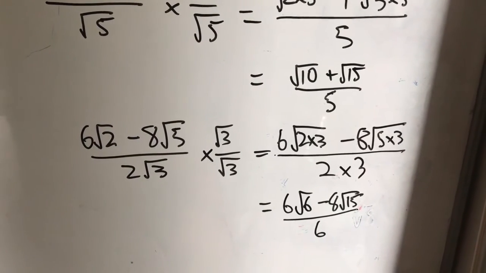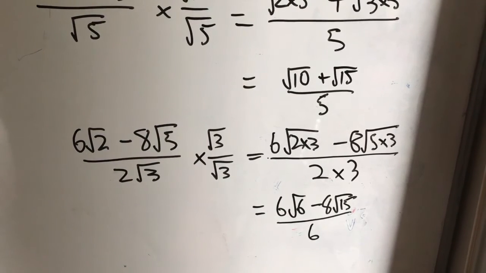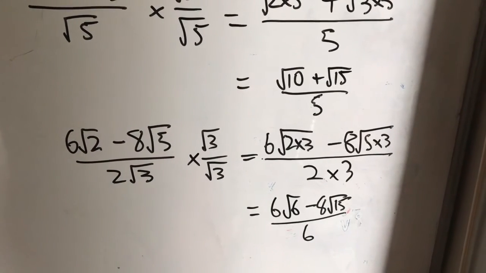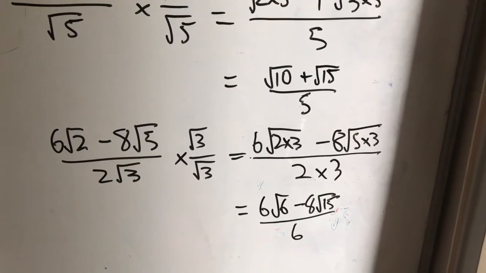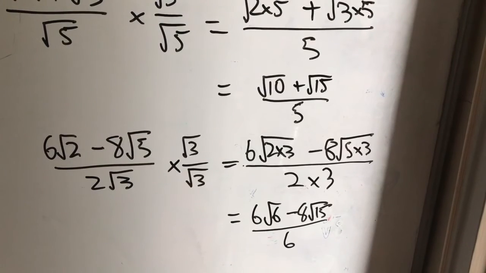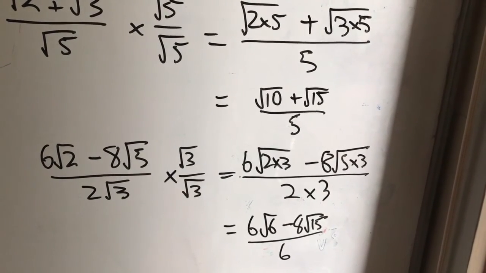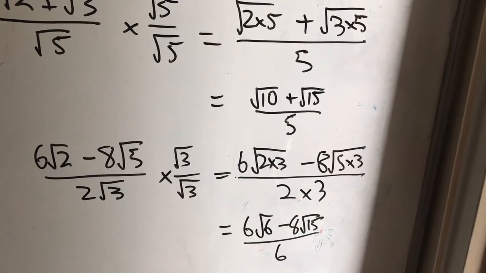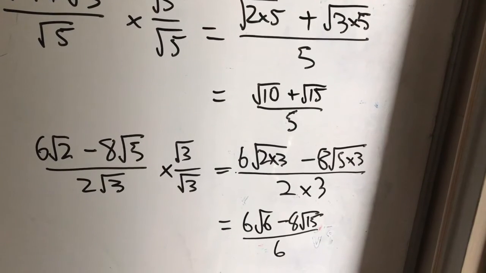Root 3 is the thing that I'm dealing with, so I multiply the top line by root 3 and the bottom line by root 3. So everything in the top line gets multiplied by root 3. So I get 6 root 6 and 8 root 15. And the bottom becomes root 3 by root 3 is 3. And I've still got that multiplying 2 as well to deal with, so that becomes a total of 6.